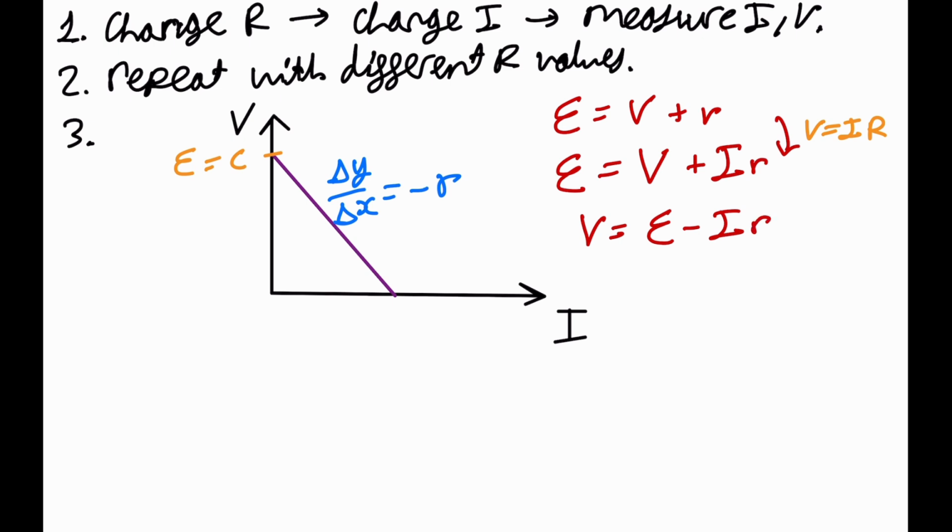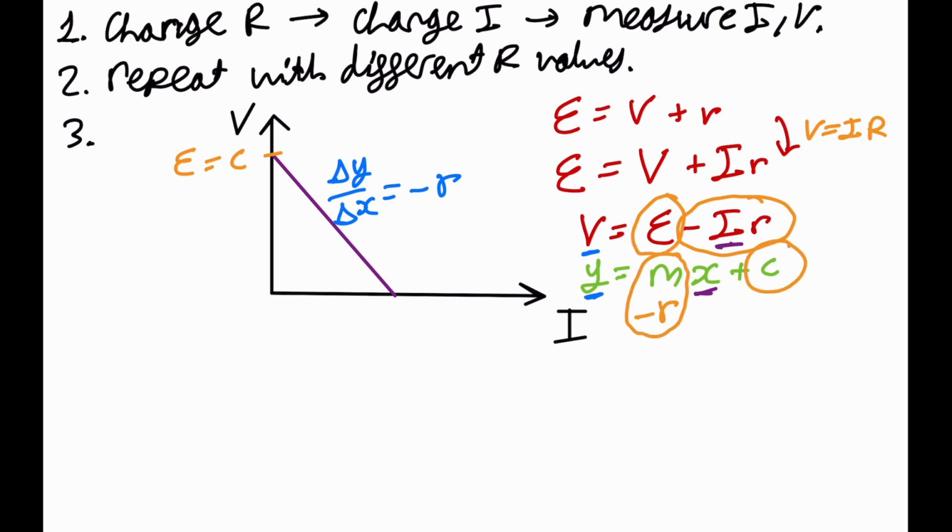And if we compare this to the equation of a line, y is equal to mx plus c, we would see that V is equal to y, and I is equal to x. So if we compare coefficients, our gradient would be minus r, which is the same as m, and our y-intercept would be epsilon, which is our e.m.f. So we have derived the values of this equation. And with this, you can find an experimentally derived value of e.m.f, and an experimentally derived value of the internal resistance, using the gradient and the y-intercept.